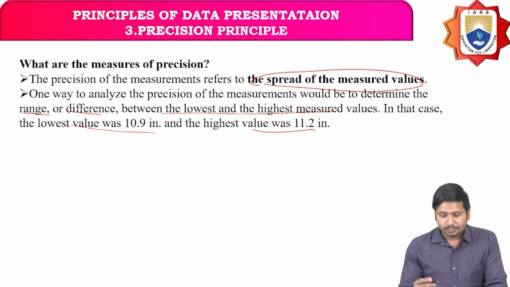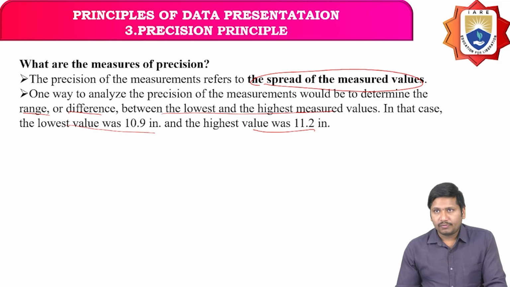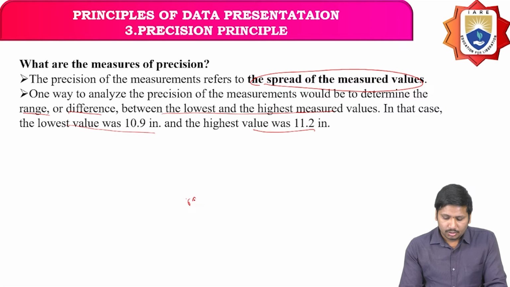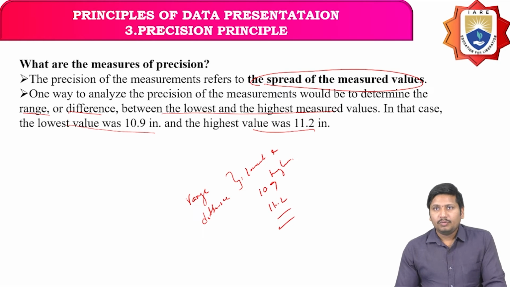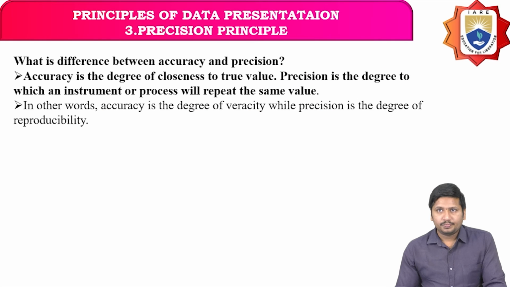So how the precision of the measurements refers to the spread of values is a very important one. One way to analyze the precision of the measurement is to determine the range. So range is one thing, and otherwise I can see the difference between the lowest value and the highest measured value. Suppose the lowest value is 10.9 inches and the highest is, for example, 11.2. So these are some of the measures of precision that we are going to follow.